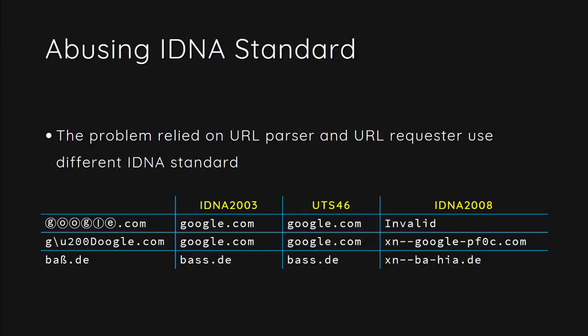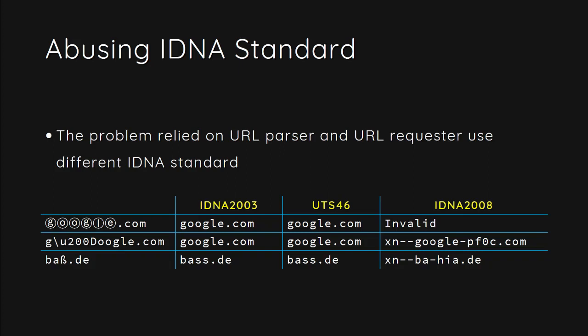The last attack vector is about the IDNA standard. IDNA defines the standard of Unicode in the domain name system. There are two primary versions of IDNA, 2003 and 2008. But IDNA 2008 is too strict. So most of the parsers follow the IDNA 2003 with UTS 46 transition.